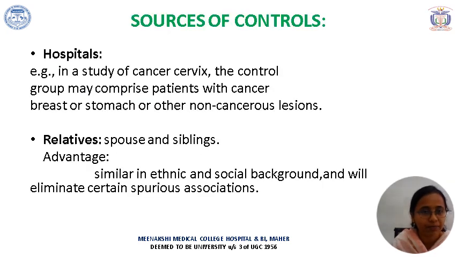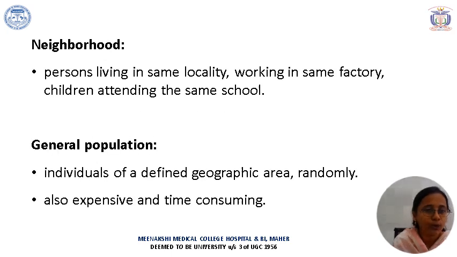If we take from another population, this may result in bias, also known as errors. So where can we find controls the same as cases? We have the hospital, the general population, and apart from that we have the relatives and the neighborhood also.